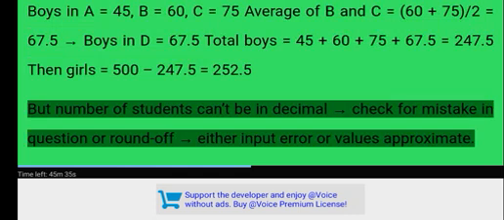But the number of students can't be in decimal. So check for a mistake in the question or round off. Either it is an input error or the values are approximate.